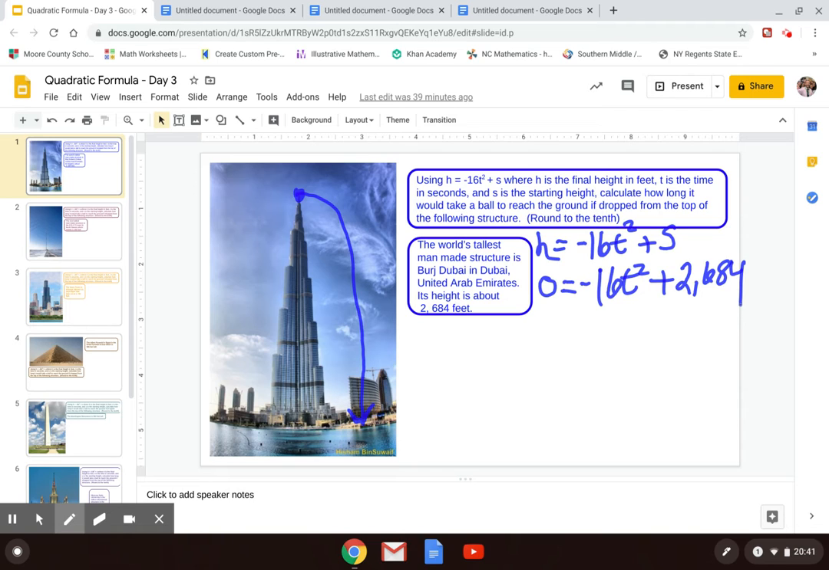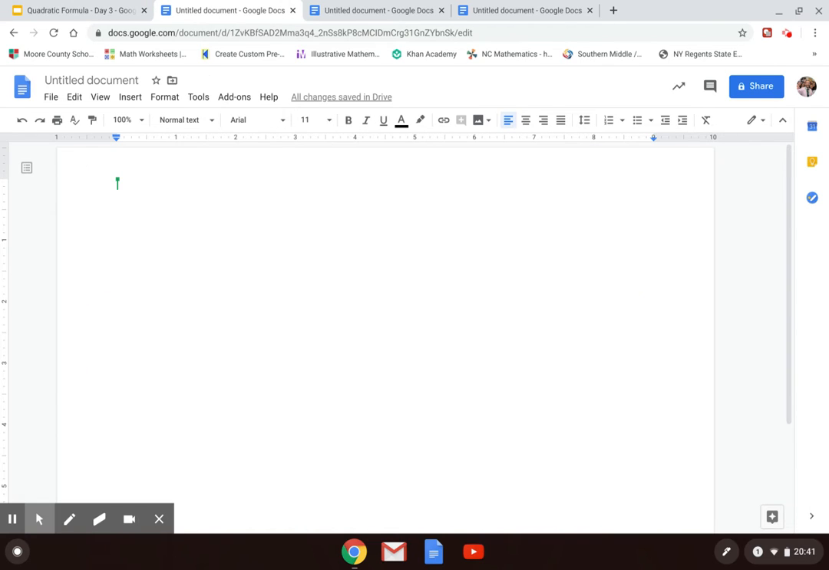So what we need to do now, like we've been doing, is use our quadratic formula to find the zeros of the function, and then that will tell us how long it's going to take the ball to travel from the top of the tower to ground 0. Okay? So let's go ahead and take the function that we wrote here.